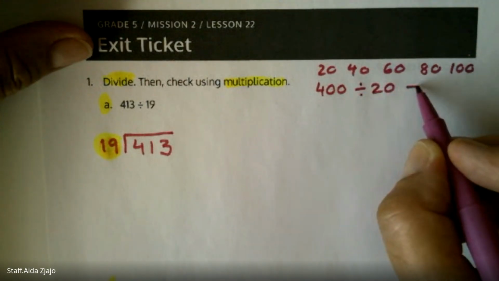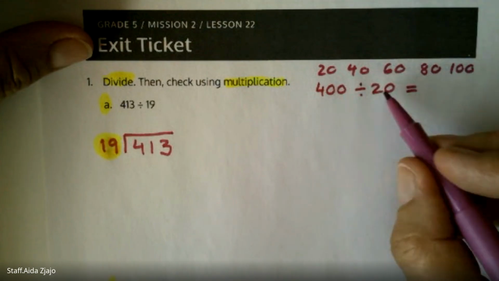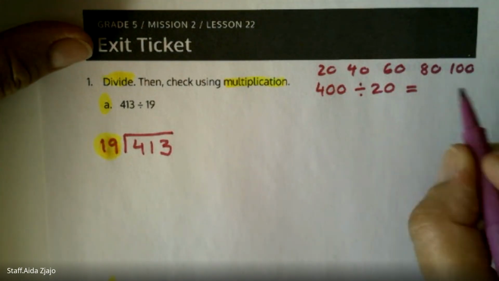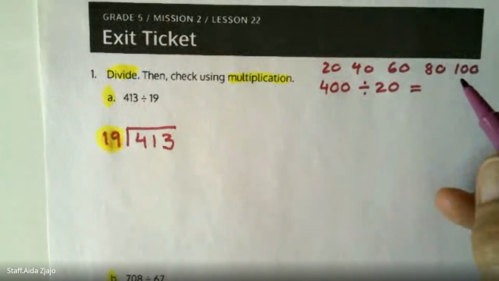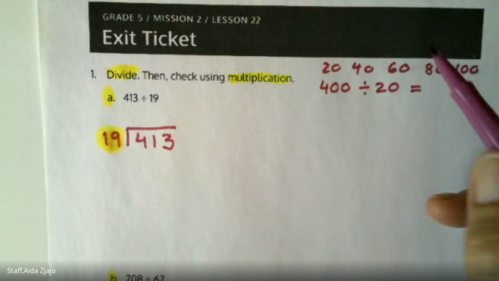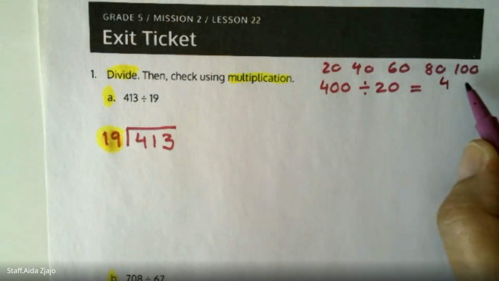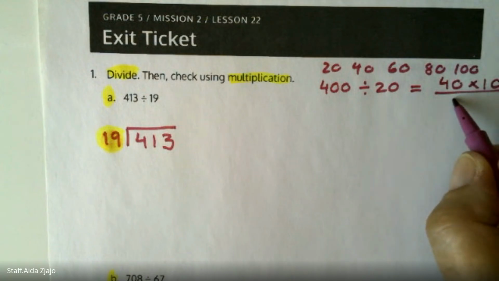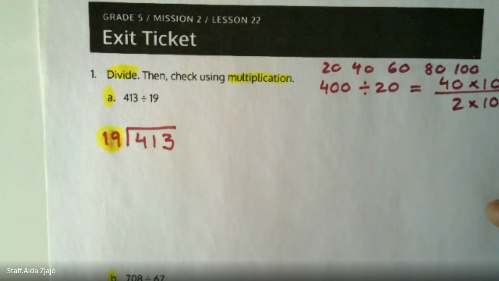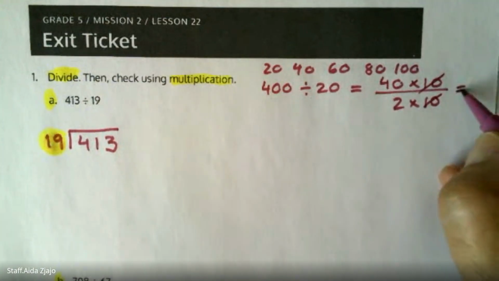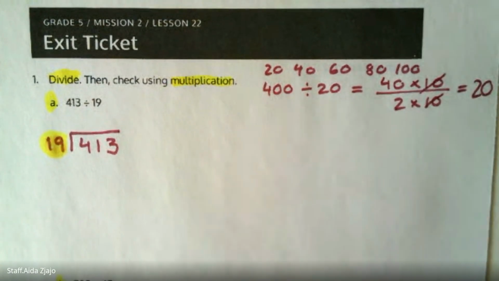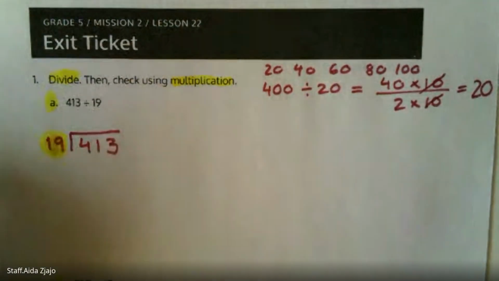You can also estimate 400 divided by 20, so that would be 400 divided by 10 is 40. 40 divided by 2, so that would be 20. Did I mess up that? Yeah, I think 40 times 10 divided by 2 times 10. So now the 10 and 10 will cross, and then you have 40 divided by 2 is 20. That's the second choice that you can do.